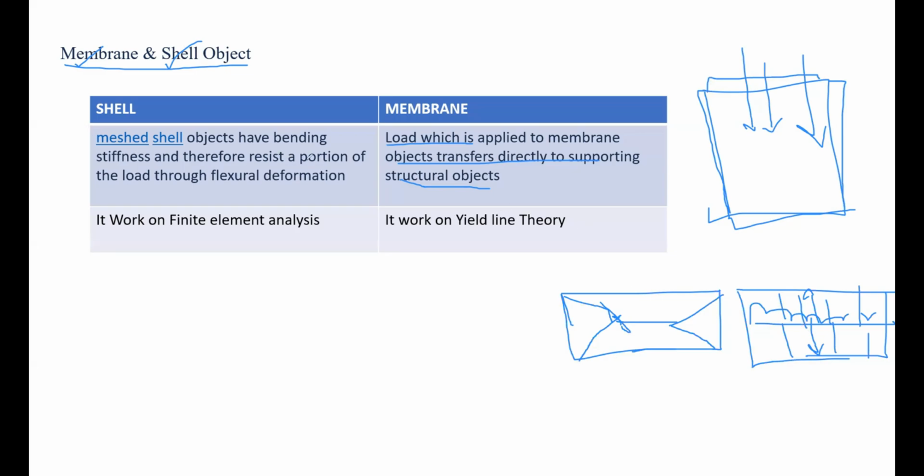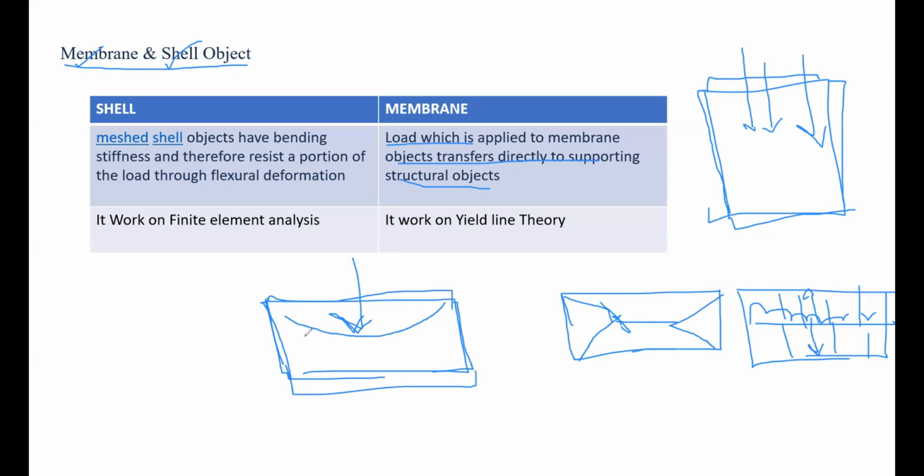Now, a shell object has bending stiffness and therefore resists a portion of the load through flexural deformation. For example, I have modeled this slab as a shell element. If I apply some load perpendicular to that plane, it will try to deform and absorb some of the load, and the remaining load is transferred according to the stiffness of the supporting member, on a finite element basis. So the shell works on the finite element basis and the membrane works on the yield line basis. We will see a quick demonstration of shell and membrane in ETABS so that we can get a practical aspect of it.